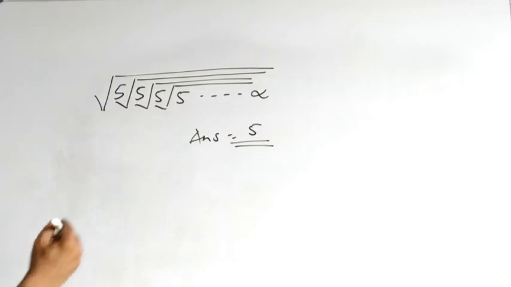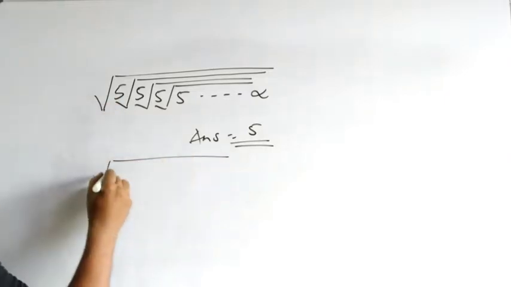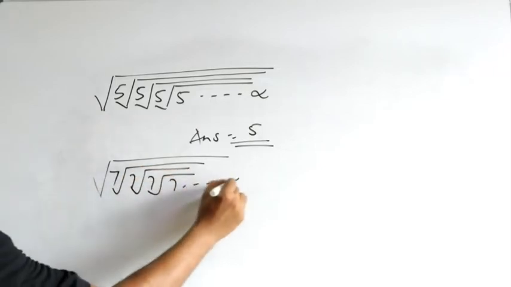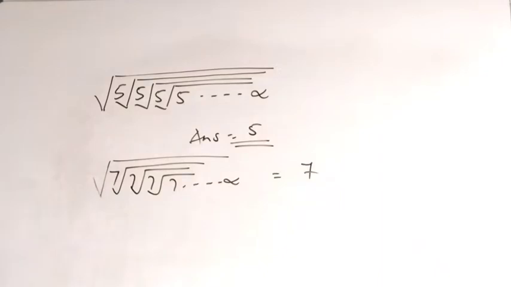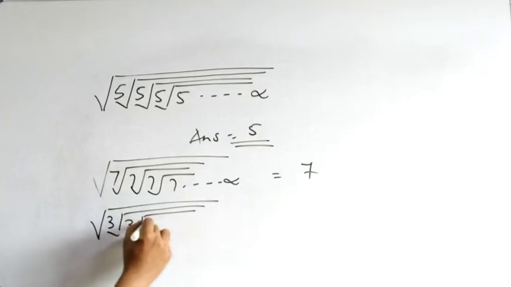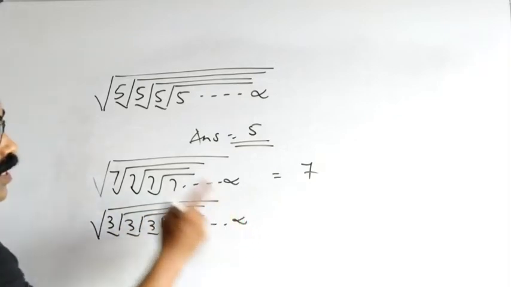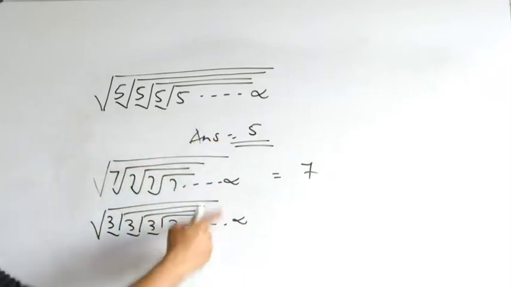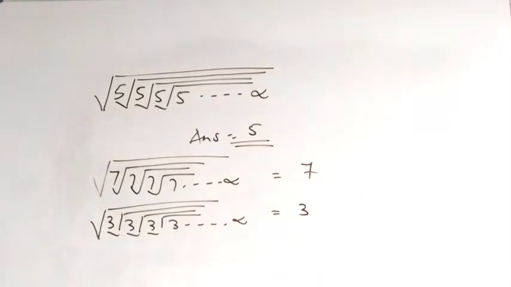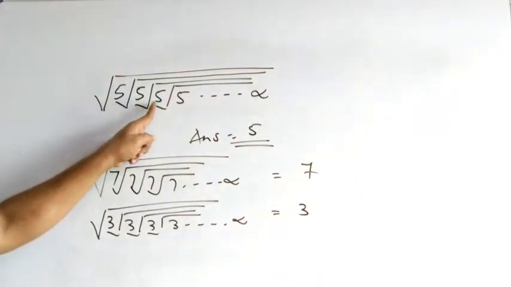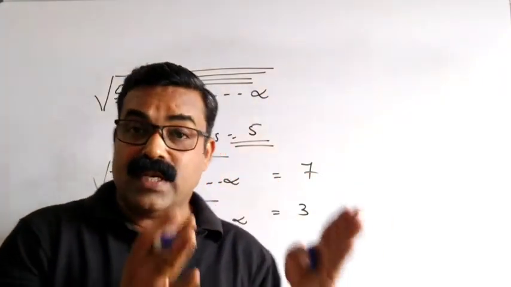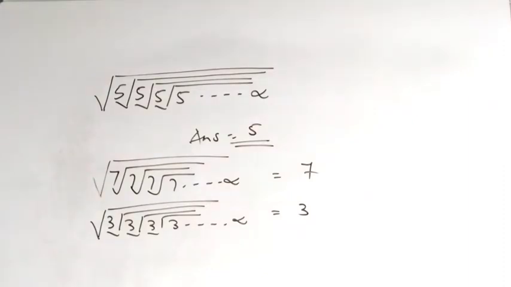Same type of question. Suppose instead of 5, we have a number like this: root 7 into root 7 into root 7 into root 7 up to infinity. Your answer will be 7. If you have numbers like root 3 into root 3 into root 3 into root 3 up to infinity, make sure that all these series are up to infinity. Then the answer will be 3. So if the series contains multiplication and the series is up to infinity, the answer will be the same number. Kindly note it. Then we'll go to the next question.